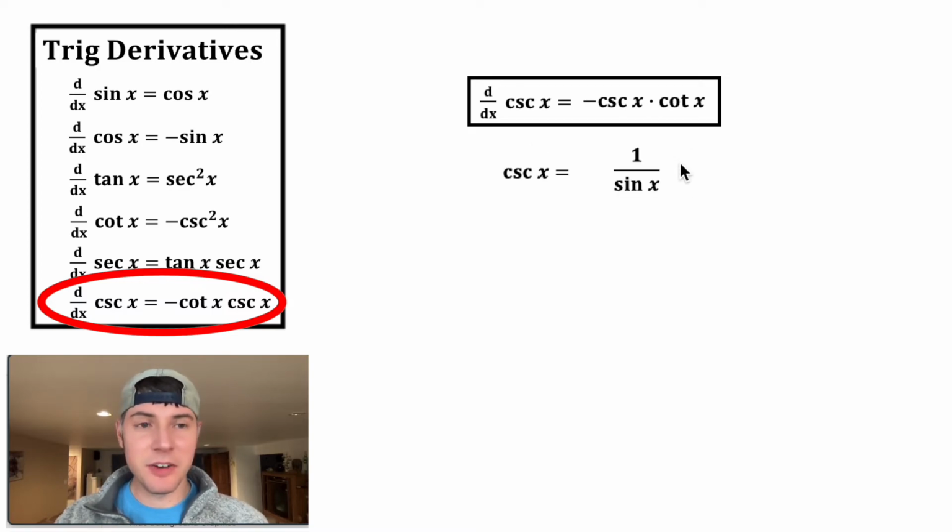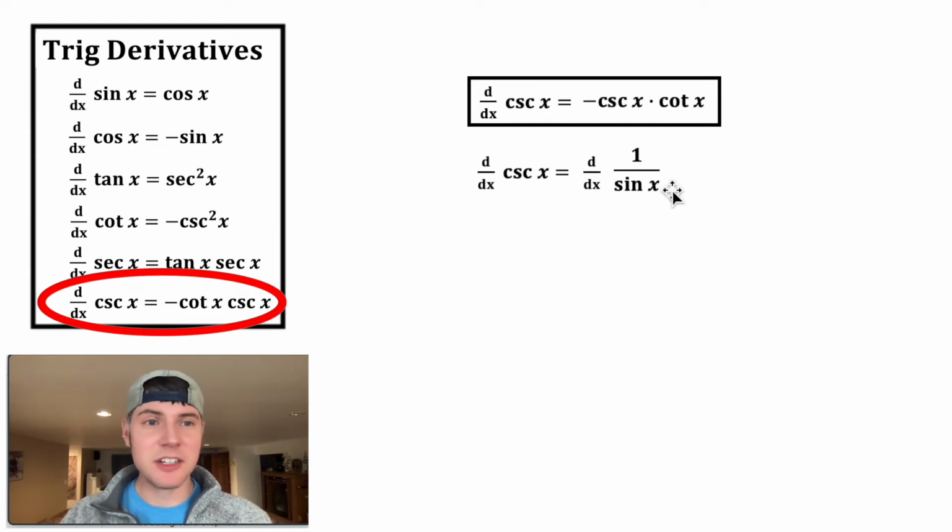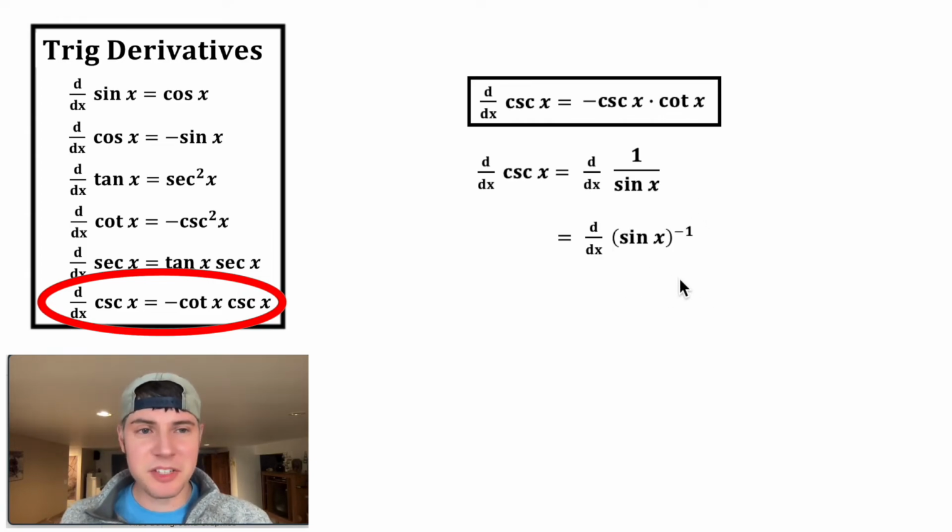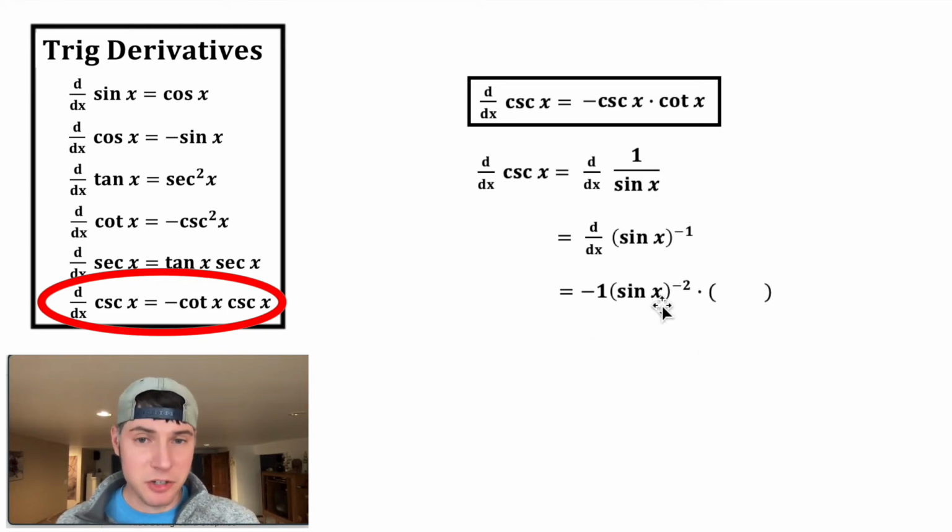Cosecant of x is defined as 1 over sine x, so we can just take the derivative of that. Since this sine of x is in the denominator, I'm going to rewrite this as the derivative of sine x to the negative 1 power. In order to take the derivative of this, I'm going to use power rule and chain rule. Bring down the sine of x. This negative 1 is going to be brought in front, and negative 1 minus 1 is negative 2. And then I'm going to multiply that by the derivative of the sine of x, which is cosine of x.